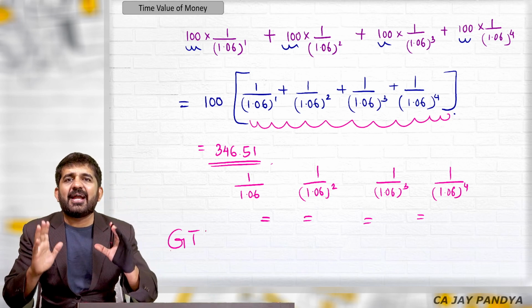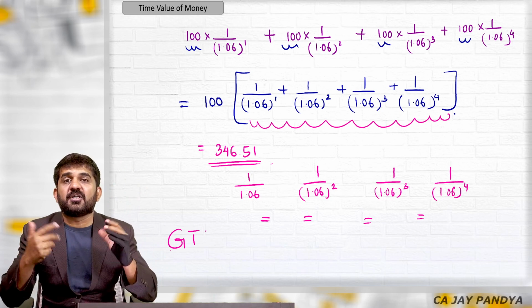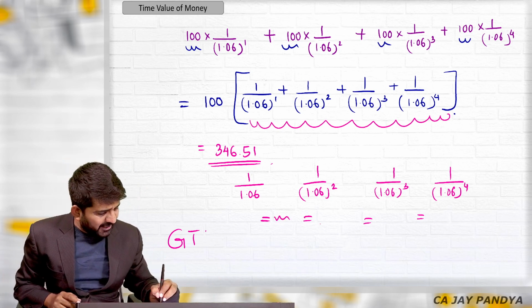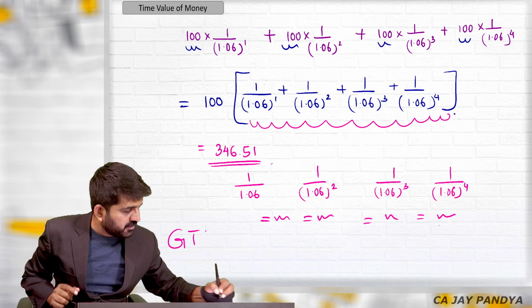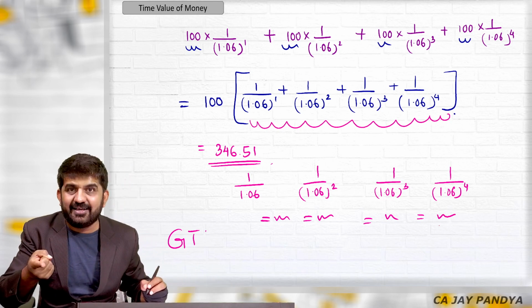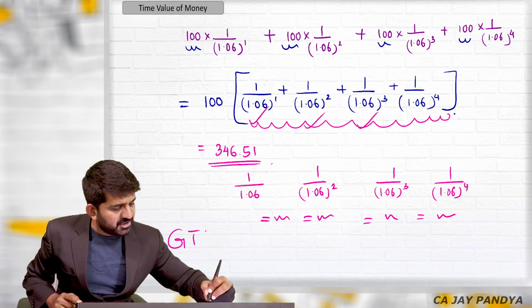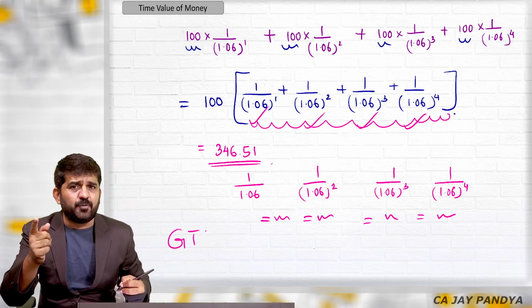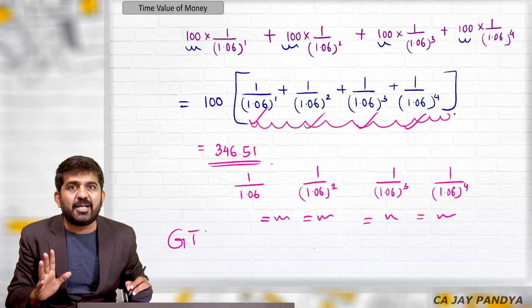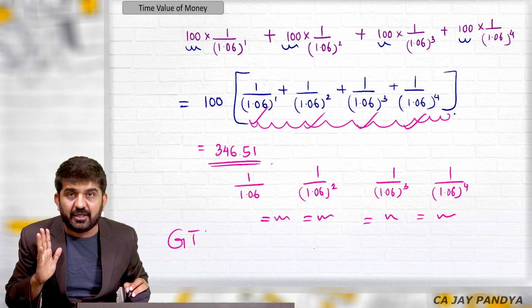GT will add all the figures after is equal to. So whatever figures you have got after is equal to, grand total will add. Don't do it in future value, but in present value you should do it by grand total.